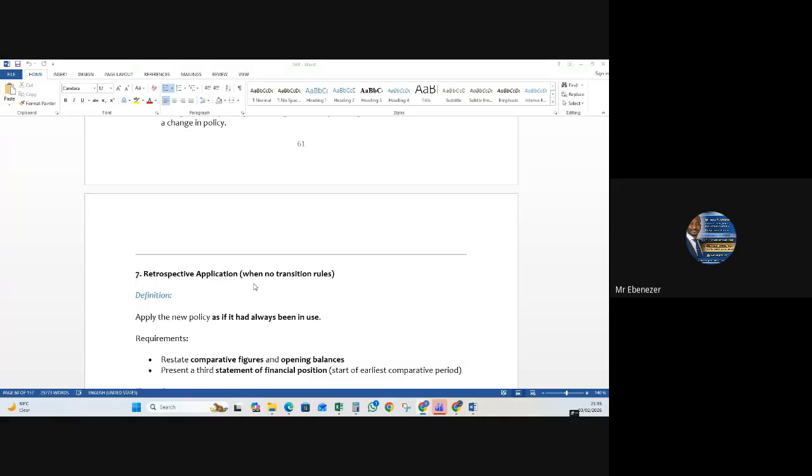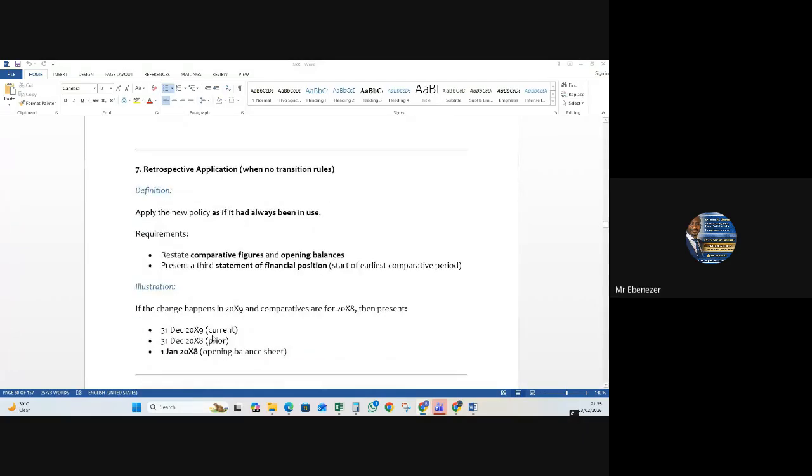Now, retrospective application has a requirement. When you want to apply a transaction retrospectively, you need to restate the comparative figures and the opening balance. All right, you restate the comparative figures and the opening balance. So that's it. Now, also, you present a third statement of financial position. That is at the start of the earliest comparative period. Now, let me explain this.